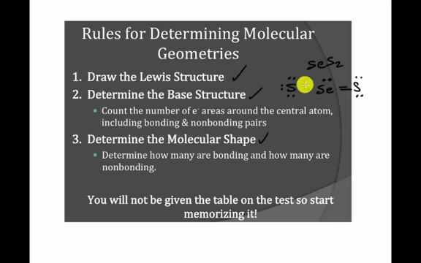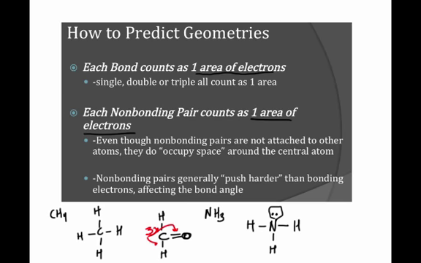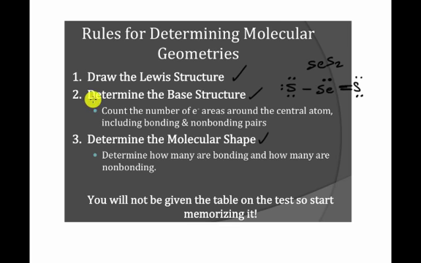So what is my base structure? Well, I count the number of areas of electrons around the central atom. 1, 2, 3. Remember, I count double bonding and single bonding as the same, and I count lone pairs of electrons. That goes back to this slide right here if you want. Okay? Those are the rules I'm using to figure that out. All right, so that's step 2.